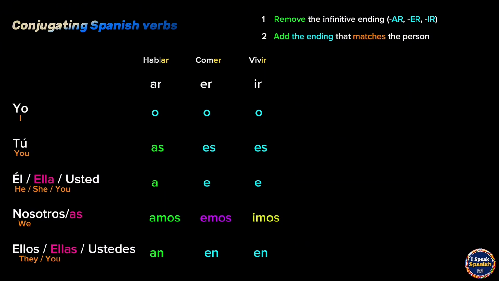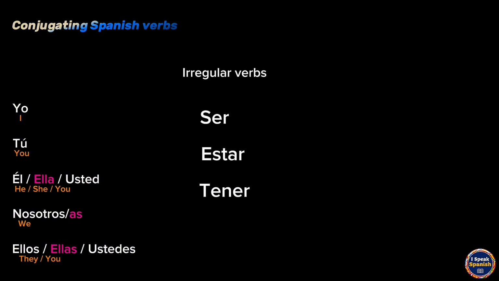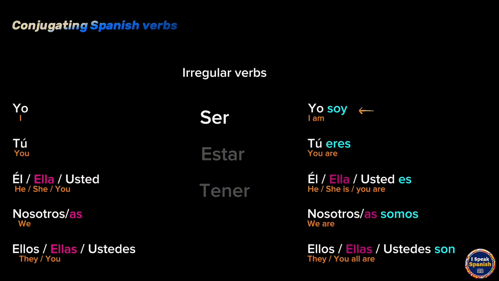Alright, folks, and finally, the irregular verbs. Remember, they don't follow the rules, so you have to memorize them, okay? Let's take a look at 3 of the most common irregular verbs in Spanish. The verb ser, which means to be. In the present tense, it changes to soy for yo, eres for tú, es for él, ella o usted, somos for nosotros and nosotras, son for ellos, ellas, and ustedes.